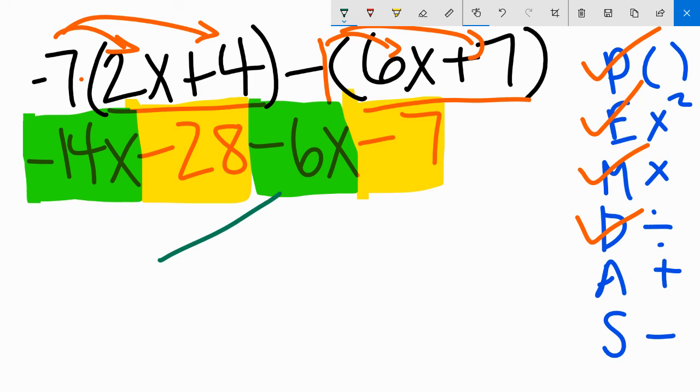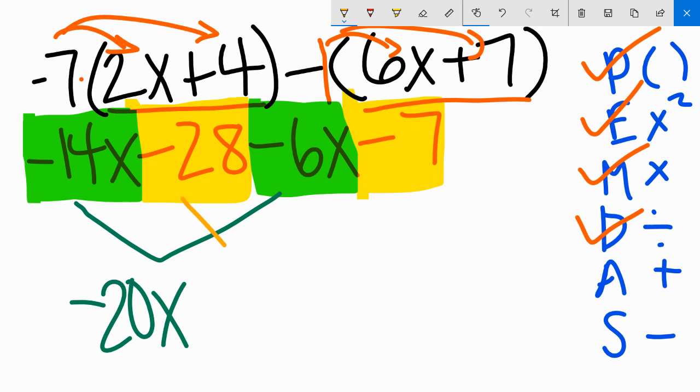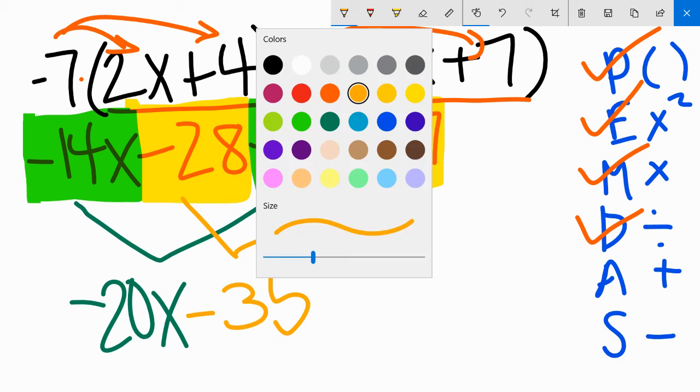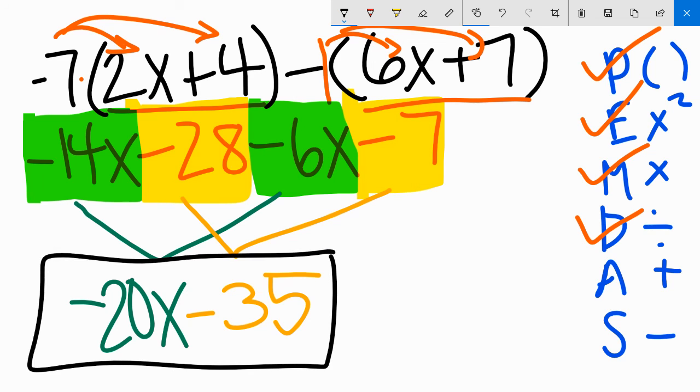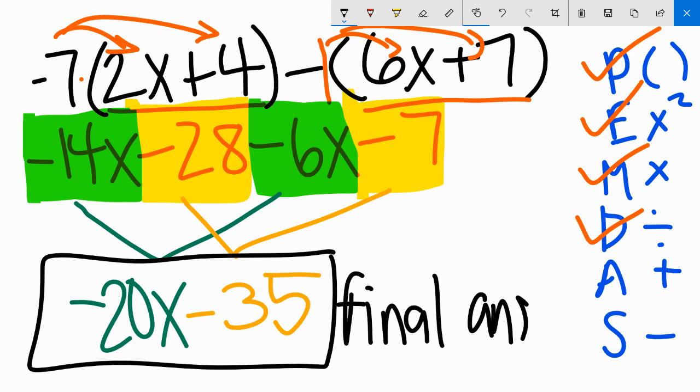So for this one, -14x minus 6x is -20x. And then for our constants, -28 minus 7 is -35. So my final expression is -20x minus 35. So that is our final answer. And I did do all of my order of operations.